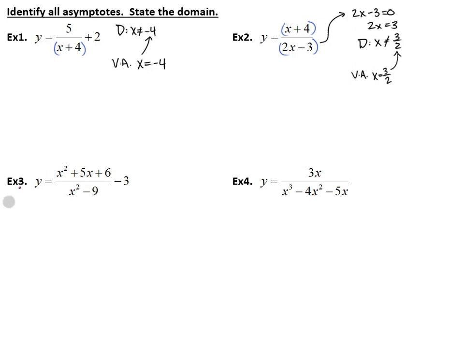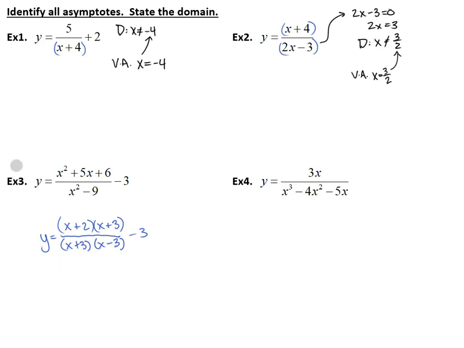Okay, what about in example 3 here? Let's see if we can factor some of this out. And sure enough, the top is a factorable quadratic. That factors as x plus 2 times x plus 3. And the denominator is our difference of squares, x plus 3, x minus 3. And we do have this minus 3 after our fraction. Don't worry about combining these fractions for graphing. But here's our function factored out.